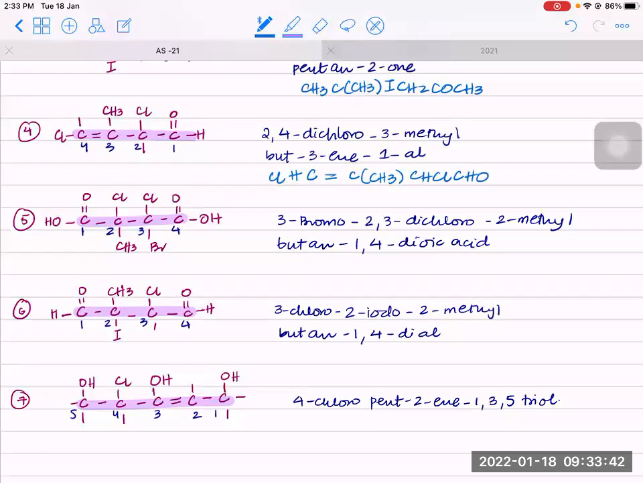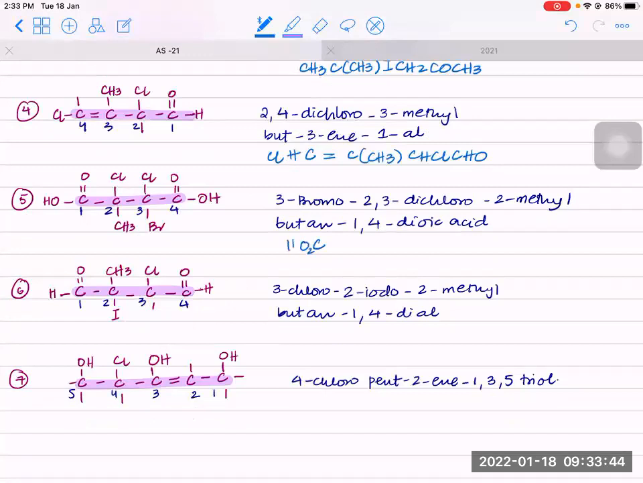Then number 5, you have CO2H. Again, you write it from right to left like this. Yes, CO2H, C bracket CH3Cl. Then you have CClBr, whatever you want to write first, Br or Cl, up to you. And then it's an acid again. So that is CO2H. Clear?